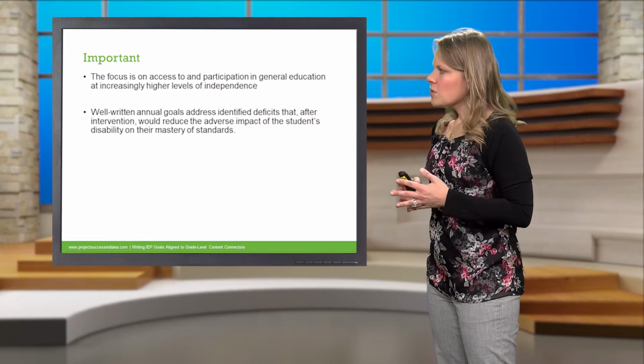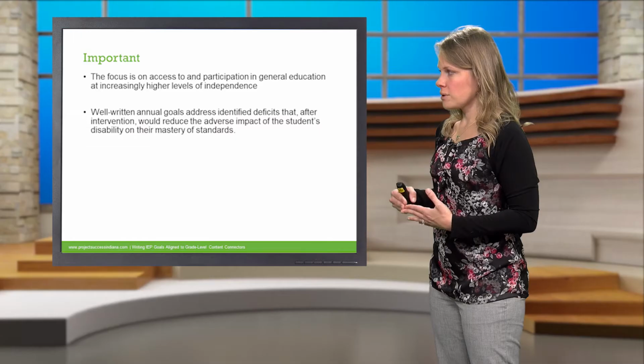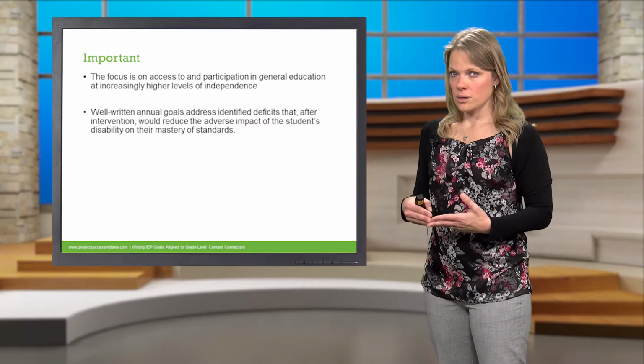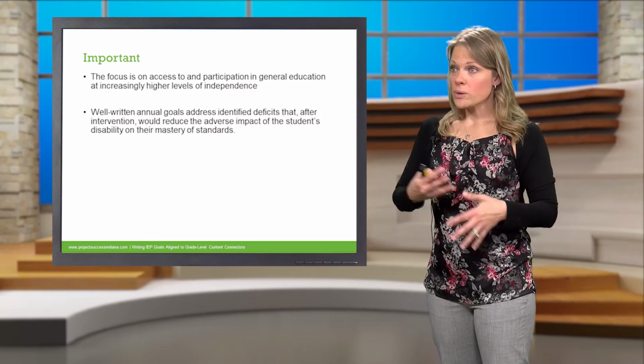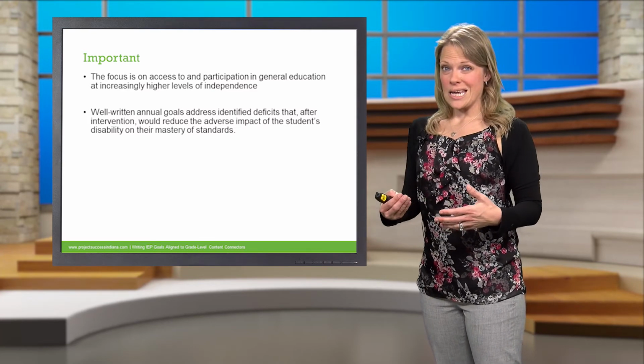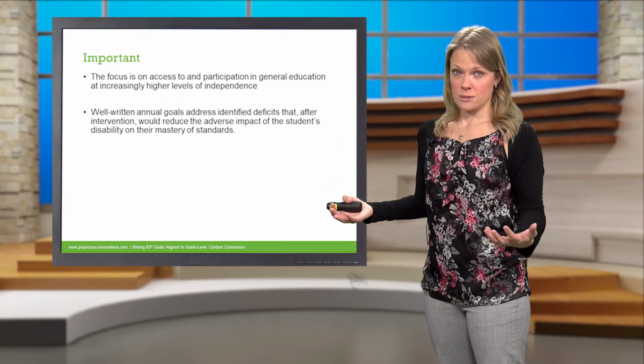Secondly, the important thing to think about well-written annual goals is that they address identified deficits that when we provide some kind of intervention and supports in that area, would reduce the adverse impact of the student's disability on their mastery of standards. Another way of saying that is we want to choose a goal that once we work on it and a student gets better at it, it has done something to improve their ability to access or master standards.